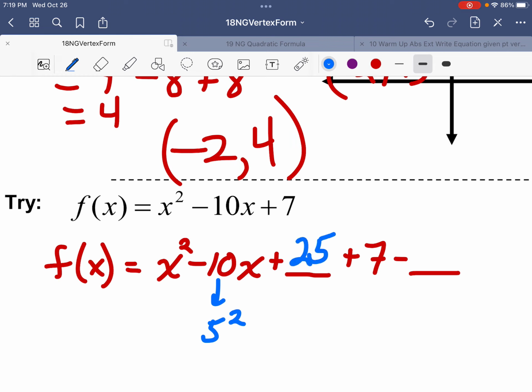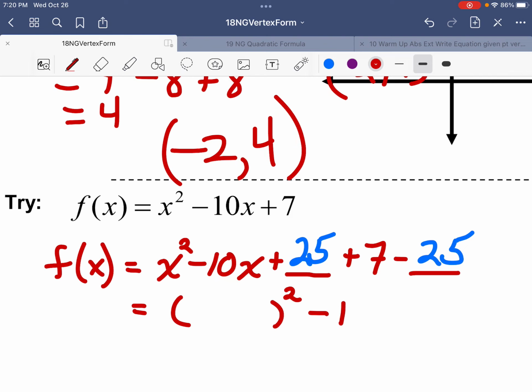Are you thinking of half of 10 squared? Yeah, that's the perfect number that I'm going to add in and subtract away. Once I have added in and subtracted away 25, once I have done that, I can now write the problem as something squared. By the way, being careful with my math here, I'm going to end up with negative 18, right?